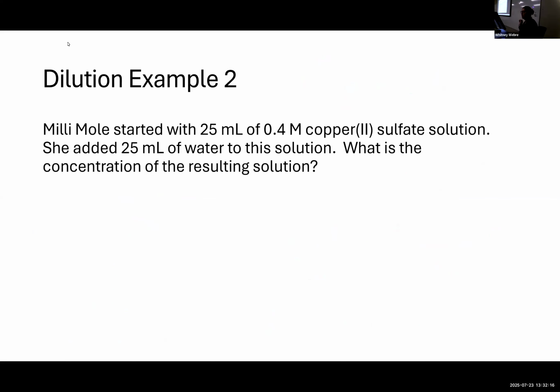Let's practice another one, and I'll let you do this. Millimole started with 25 milliliters of 0.4 molar copper sulfate solution. She added 25 milliliters of water to the solution. What is the concentration of the resulting solution? So I'll put the equation up top. This is a little tricky, but I want you to try and solve for it.